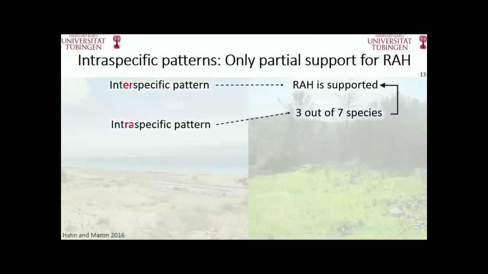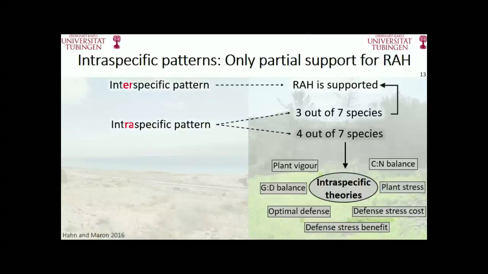And for 3 out of 7 of the species that I worked on at the intraspecific level, we also had support for the resource allocation hypothesis, increasing leaf damage across the gradient. However, for 4 out of 7 species, for more than 50% of the species, we couldn't accept this hypothesis, suggesting that there are many other mechanisms going on here, and that there are different intraspecific theories to answer this.